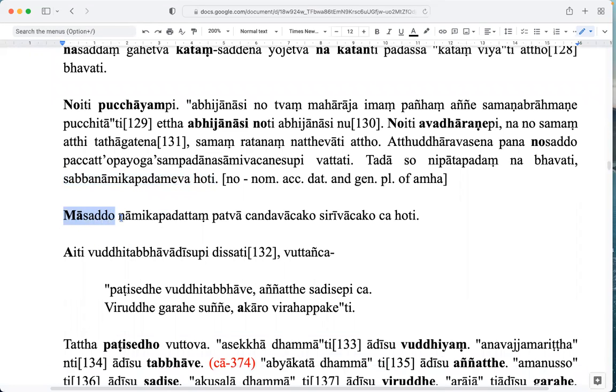So ma sado. If we take the word ma as a noun form, namika badat dam badawa. So at that time, janda wajako means the moon, and siri wajako refers to the glorious. The moon or glorious one. Literally we can translate: the word ma has reached a form of the noun. So at that time it is the word which means moon and glory.